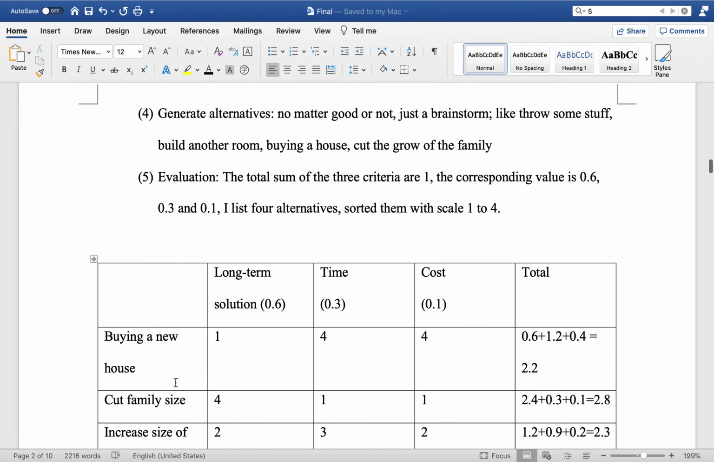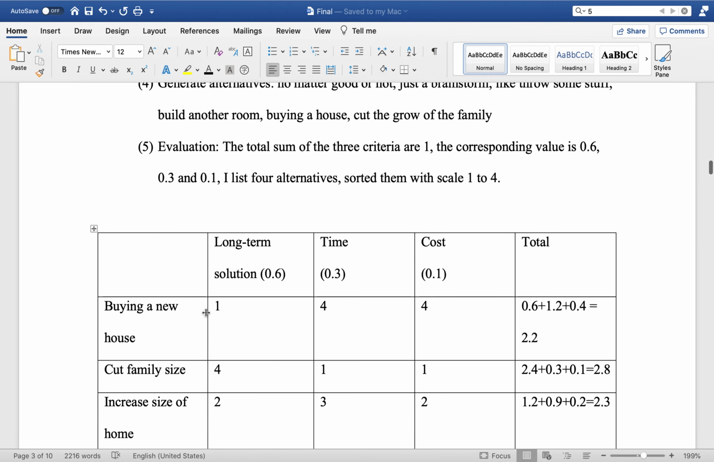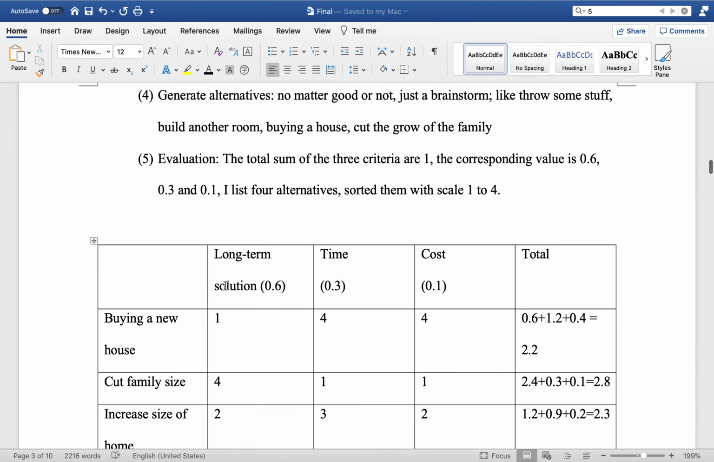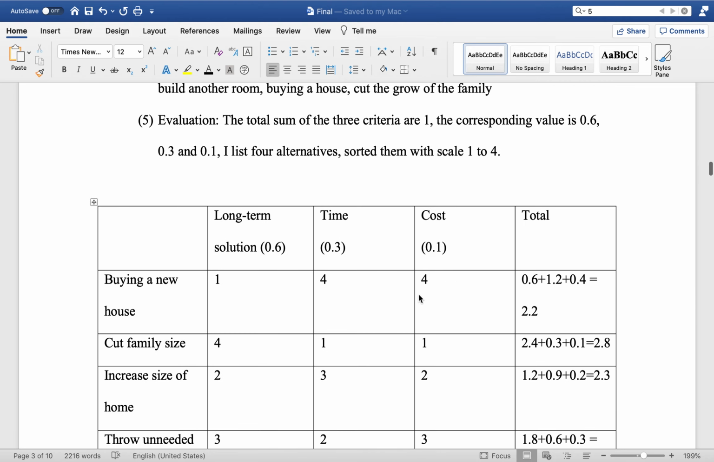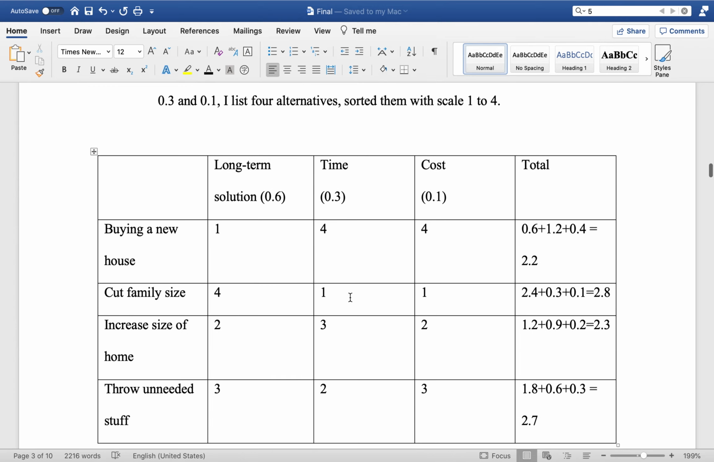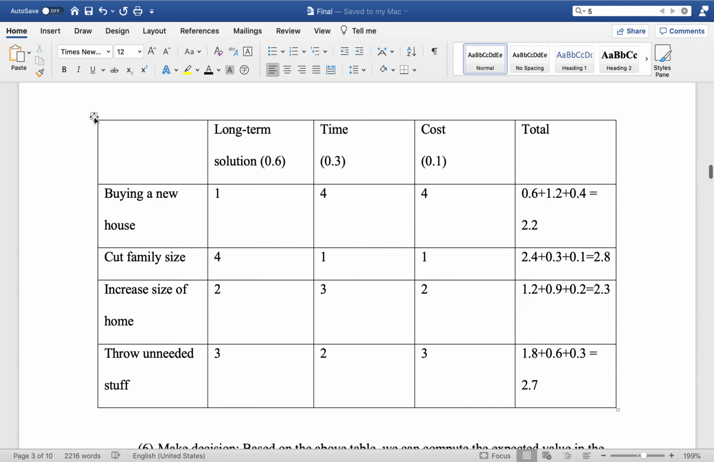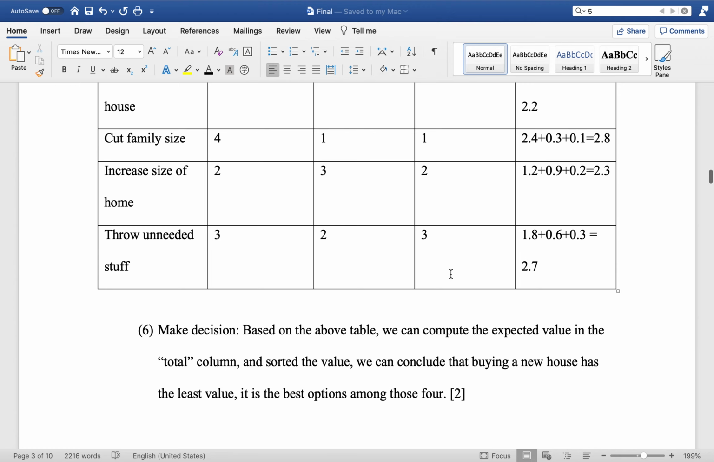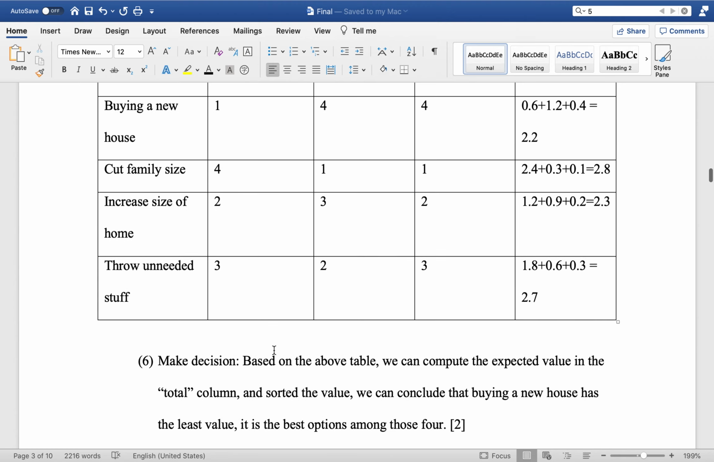So I create a table to compute the expected value, and I give the total sum of the 3 criteria as 1, and the corresponding value for the long-term solution is 0.6, for time is 0.3, for cost is 0.1. And list 4 alternatives, sort them with a scale 1 to 4. You can see the process from this table, and then get the result. Then we can make decisions.